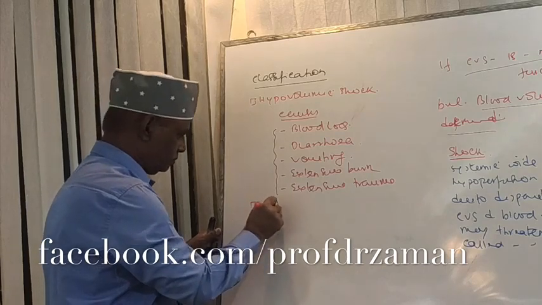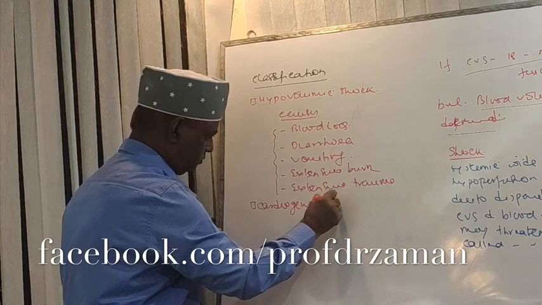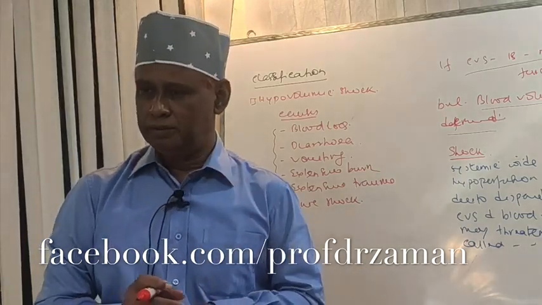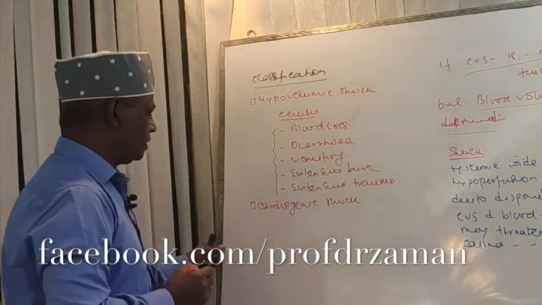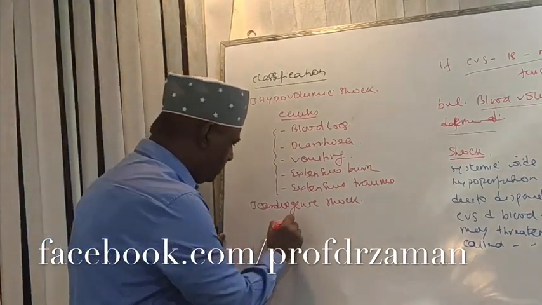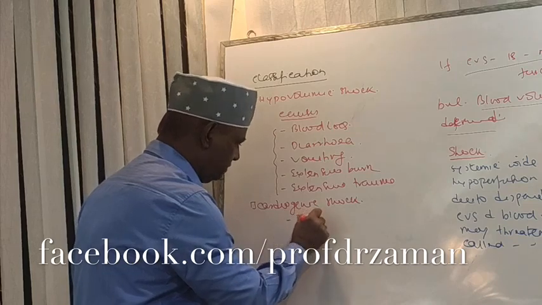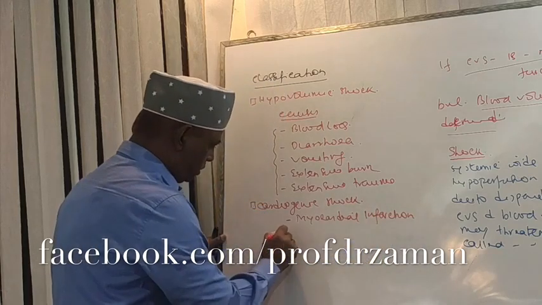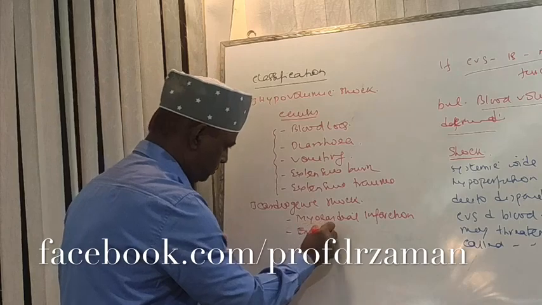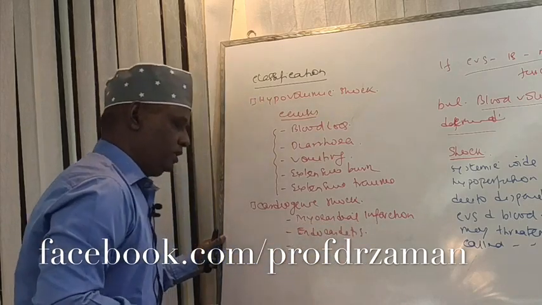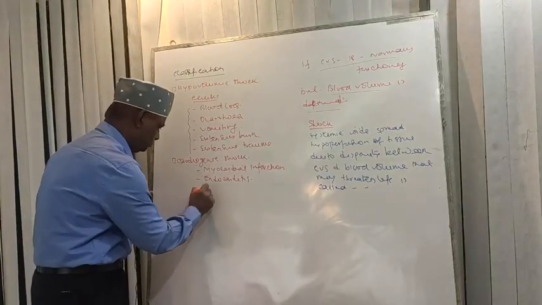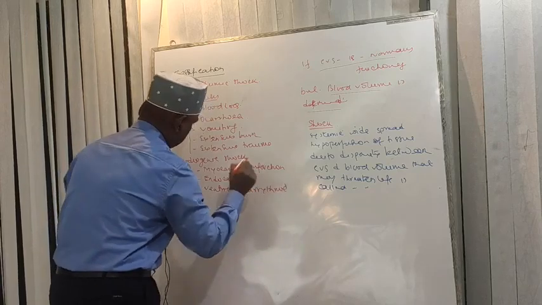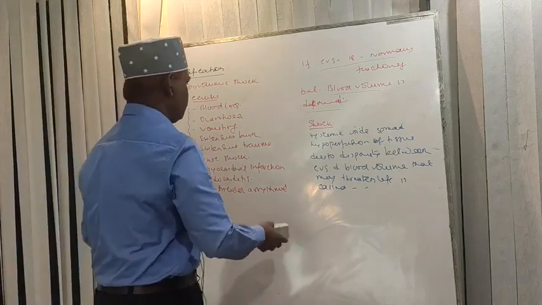Cardiogenic shock, shock due to disease of the heart. What are the diseases of the heart that will lead to shock? The common disease is myocardial infarction, endocarditis, ventricular arrhythmia. So these are the different causes of cardiogenic shock.